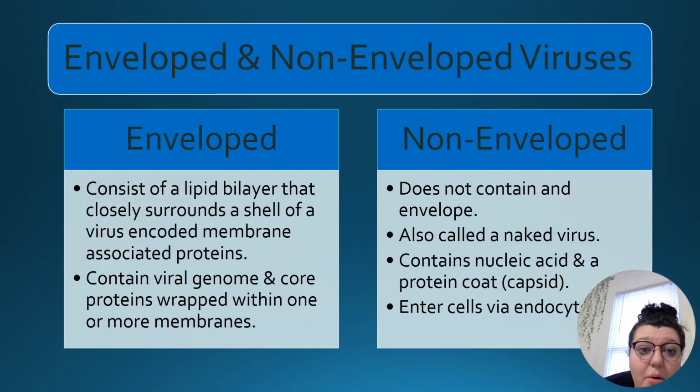So as I stated, we'd go over this. These are called enveloped and non-enveloped viruses. We'll go over the differences of these, and we'll start with an enveloped virus. These consist of a lipid bilayer that closely surrounds a shell of virus-encoded membrane-associated proteins. It also contains a viral genome and core proteins that are wrapped within one or more membranes.